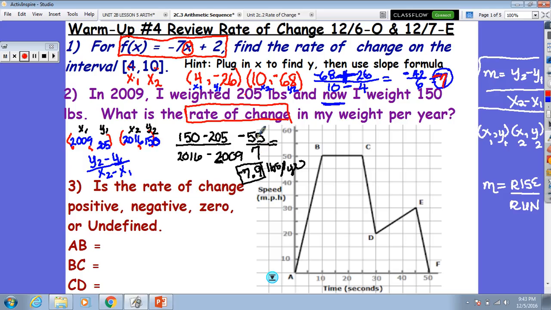Okay, it's important that it's negative because remember we subtracted 205 from 150, and you're going to get a negative number when you take a bigger number from a smaller number. And remember, we also talked about how my weight went down in the beginning. So in order to indicate that it went down in this word problem, I have to have this negative. So I lost about 8 pounds per year. Okay? And that is my rate of change. This is also called a unit rate of change because it tells you how much I lost for every 1 year.